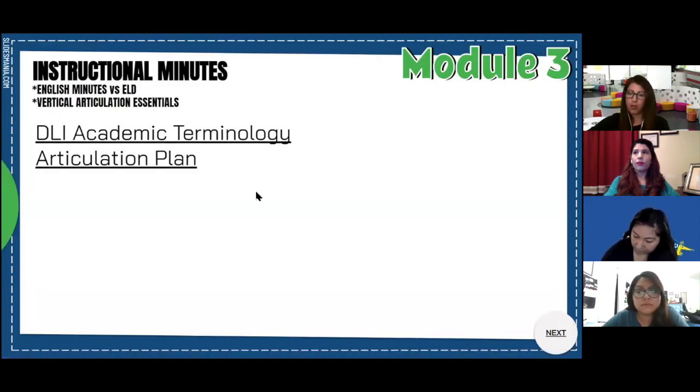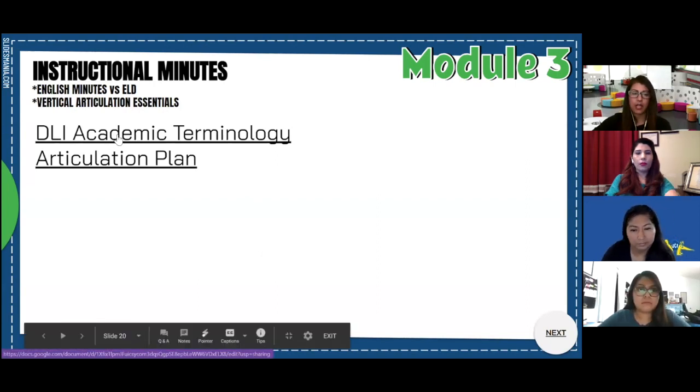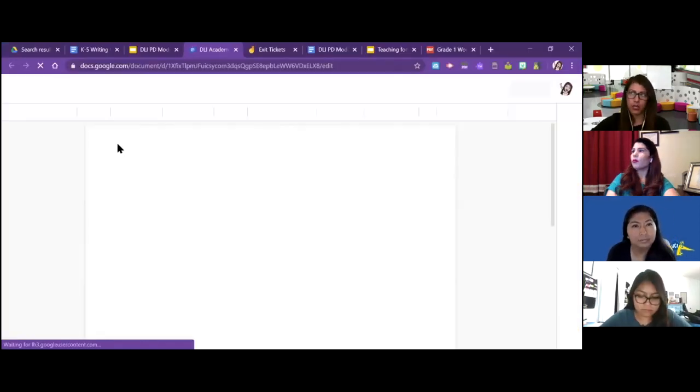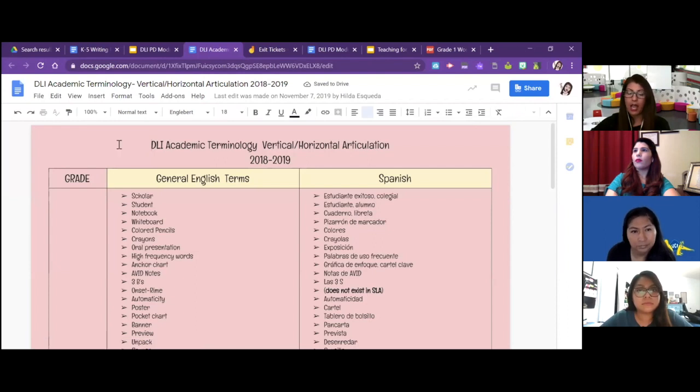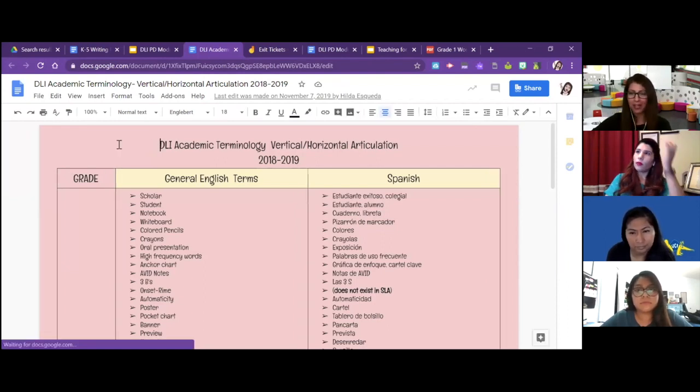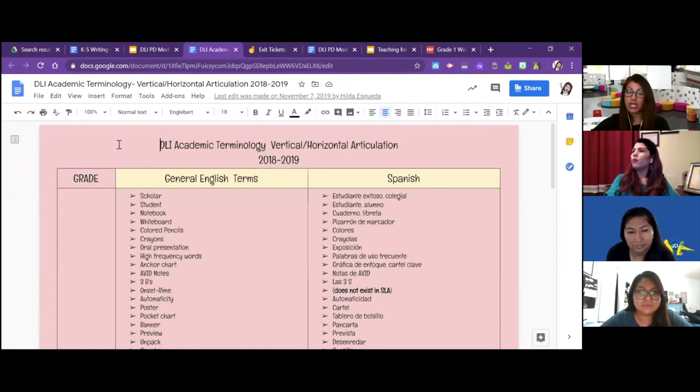The first thing I wanted to share with you is this link right here, DLI Academic Terminology. It was created either last year or the year before, a bunch of academic terminology, because they couldn't figure out, for example, how do you say the word scholar in Spanish? What do you use so that it's going to be consistent terminology moving from kinder all the way up, right? And so these were just team agreed upon.